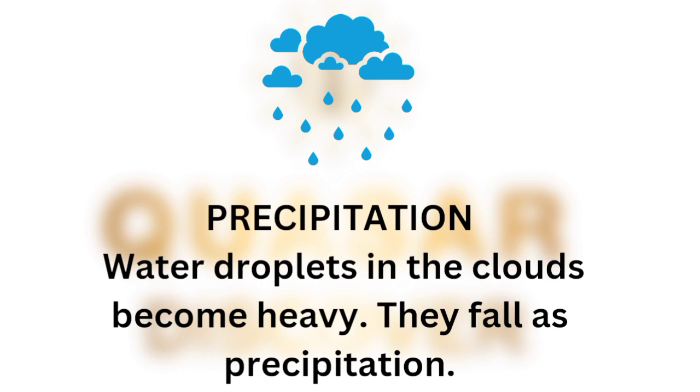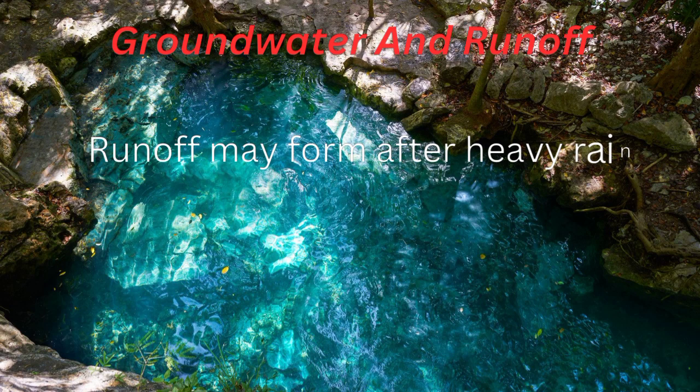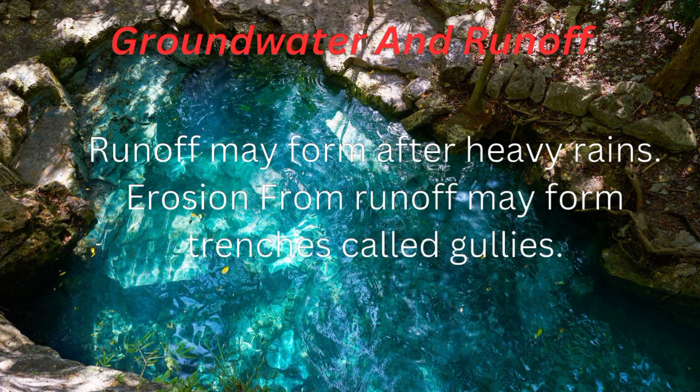Groundwater and runoff waters. Precipitation falls on land and some of it soaks into the ground. This water is called groundwater. Runoff water is the water that flows downhill across Earth's surface. It doesn't sink into the ground. Runoff water may flow into places like rivers, lakes, and streams.